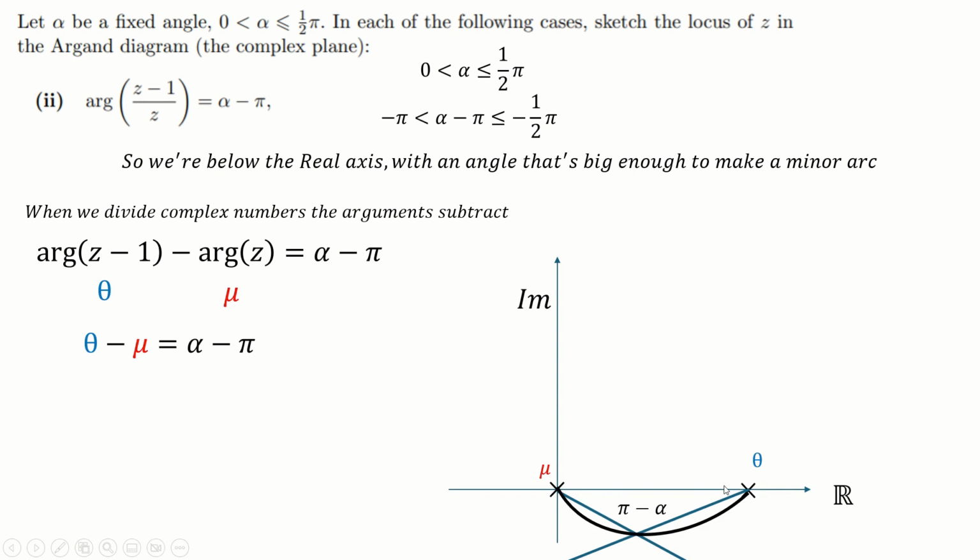Eddie Wu's video goes into more detail about which way round the arc you're traveling, in terms of direction. So just go watch that if you're more interested in that idea as well. The other thing I'll say to justify this is that, of course, if alpha minus pi is less than 0, which it is, then that means theta must be less than mu.